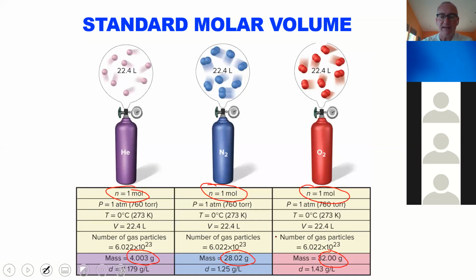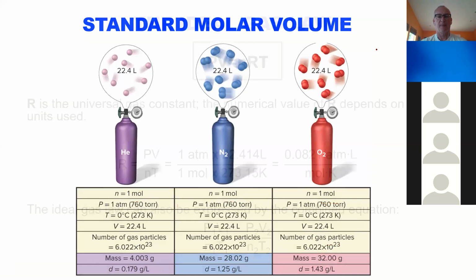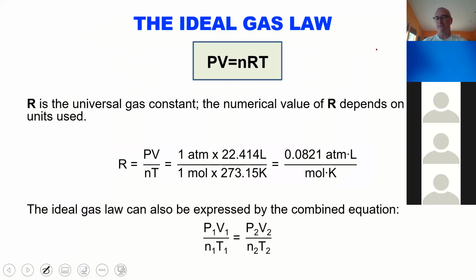And the number of gas particles that gives you, so for 1 mole, like we said, they're all 22.4 liters. And that comes to the overall expression for the ideal gas law. And I just call it PV = nRT.